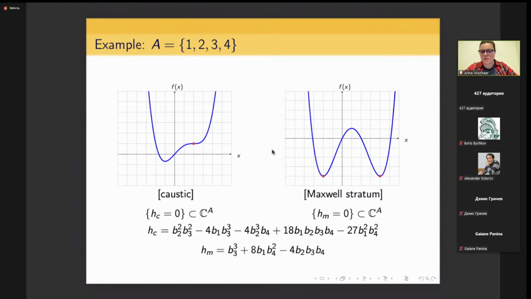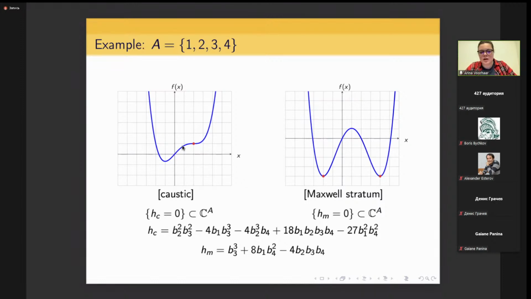If you want to compute the polynomials that define the caustic and the Maxwell stratum explicitly, in this case one can easily do that. The first polynomial defining the caustic, which I denote HC, is written in terms of the general coefficients of a polynomial of degree 4. Probably if you computed discriminants of cubic equations, you recognize the coefficients, and that's not a coincidence.